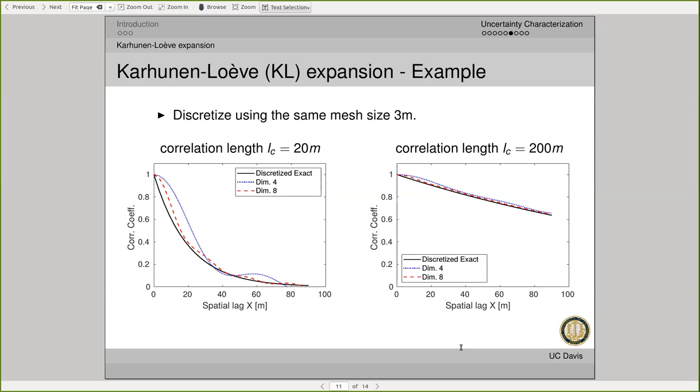So as the professor mentioned, if you have a very low correlation length and a very heterogeneous random field, dimension number 4 might not be enough. While for this case, if you have a very long correlation length, that means your random field is more homogeneous. Dimension 4 is already a good, accurate representation for the random field.